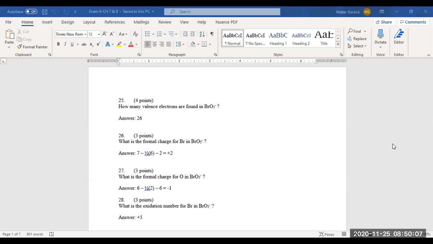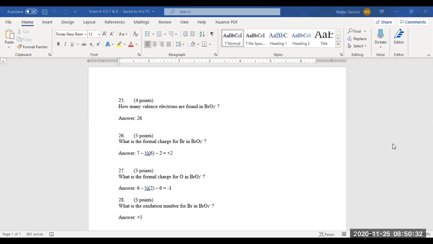For 27, what's the formal charge for oxygen in BrO3? Once again, if you did the single bond approach, the answer is -1. So you have 6 valence electrons minus 1/2 times 2 bonding electrons minus 6 non-bonding electrons.